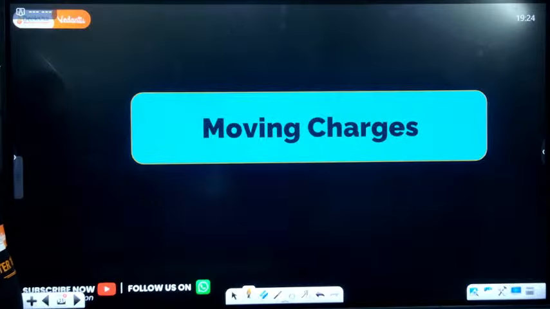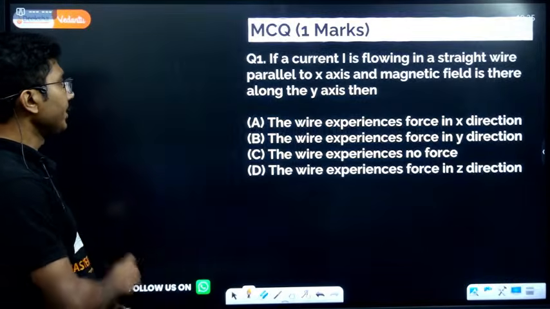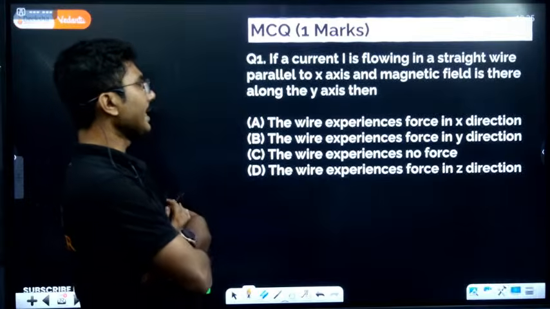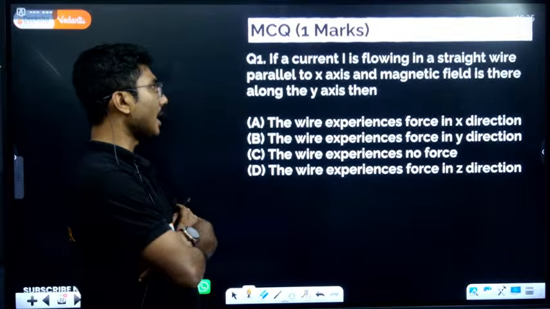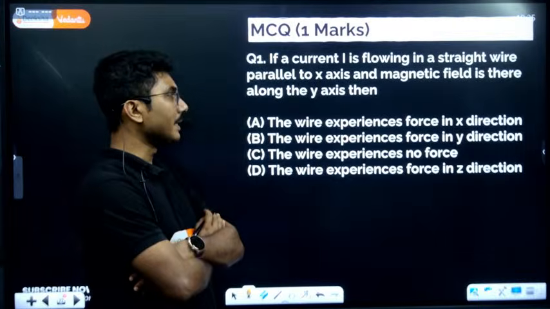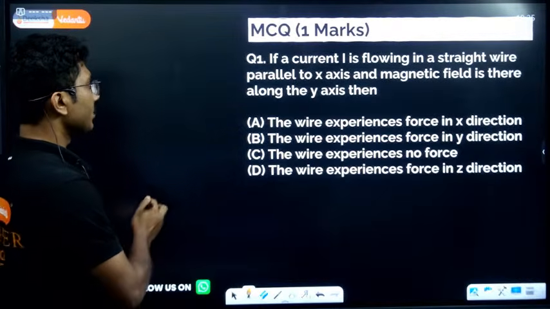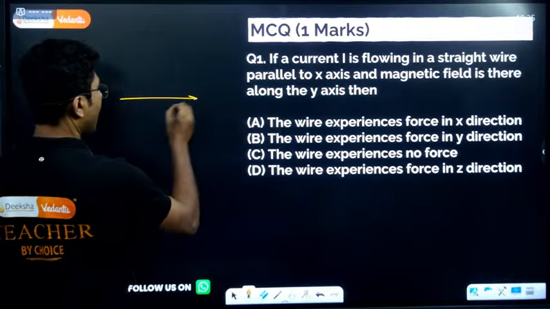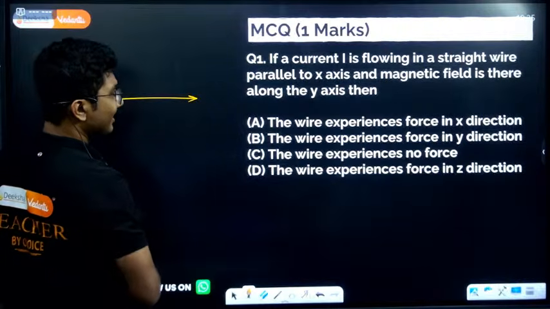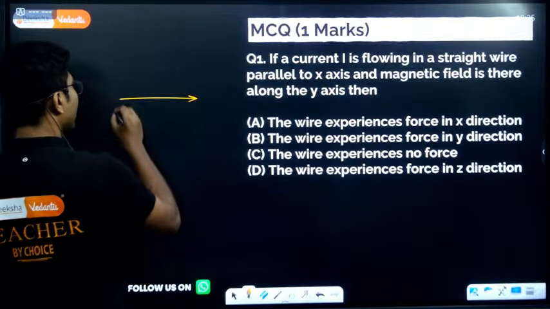Okay, now let's move on with the next chapter, moving charges. If a current I is flowing in a straight wire parallel to the x-axis, and a magnetic field is there along the y-axis, okay, so current is flowing along the straight wire parallel to the x-axis, and the magnetic field is there along the y-axis.